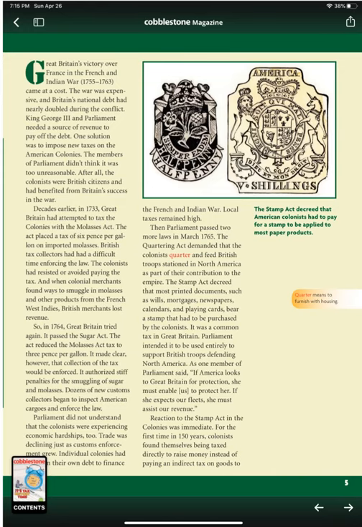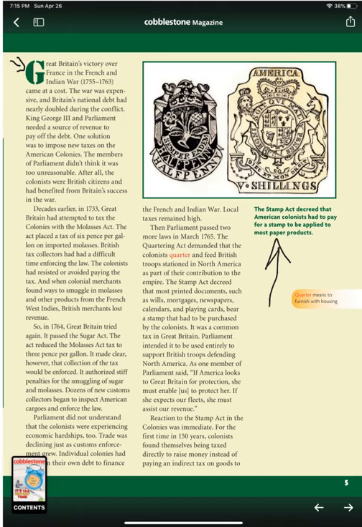Take a look at the caption first. I always like to look at the captions first. These are images of the Stamp Act. They decreed, or said, that American colonists had to pay for a stamp to be applied to most paper products. We learned about that last week. I'm starting right up here.